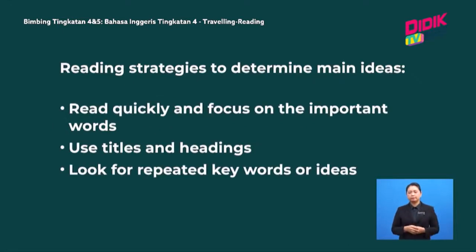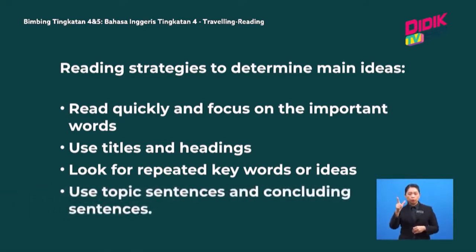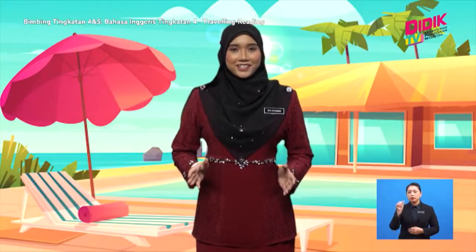The last strategy for working out the main idea of a passage is to look at the topic sentence and the concluding sentence. A topic sentence is the first sentence of a paragraph and provides the main idea. The last sentence of a paragraph is usually the concluding sentence, and it can also provide clues to the main idea. Now, before reading the 4th paragraph, let me show you the first and last sentence of the passage, and you have to deduce the overall idea of the paragraph.